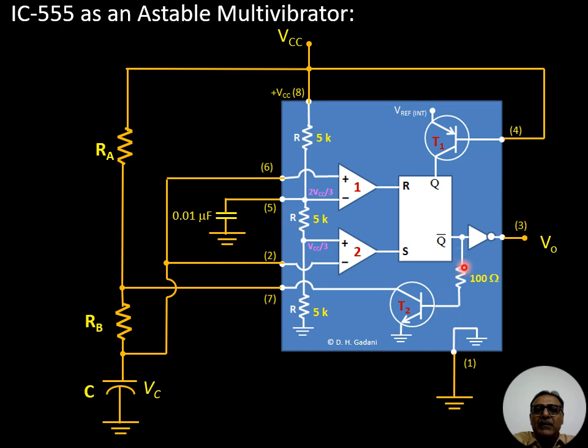This NPN transistor is connected through resistance 100 ohm, and this is the NOT gate. So whatever is the Q bar, the NOT gate will produce inverted output at the output terminal 3 of IC555.